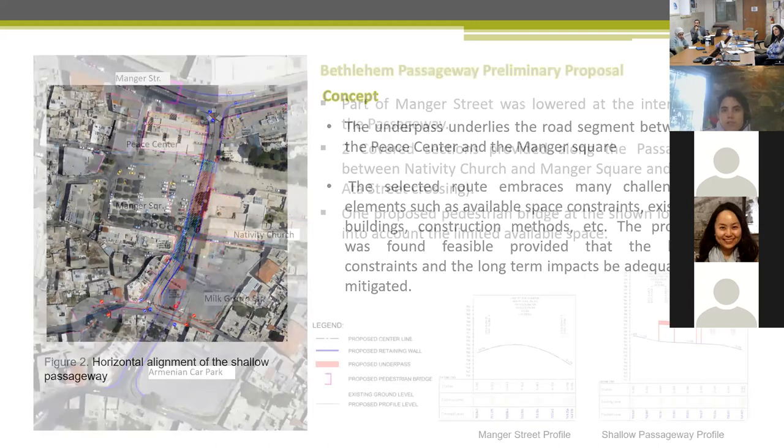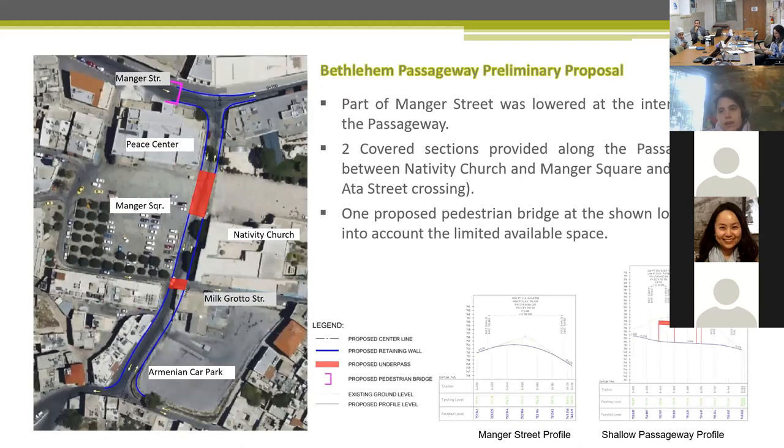Two covered sections are provided along the passageway, one between the Nativity Church and the Mandir Square, and the other at Ata Street crossing. And there is one proposed pedestrian bridge, which is shown in the map. If we look at the legend, we see that the Mandir Street pedestrian bridge is proposed in the pink at the top part of the map. And then you have two red highlighted proposed underpasses. The blue shows you the proposed retaining walls.